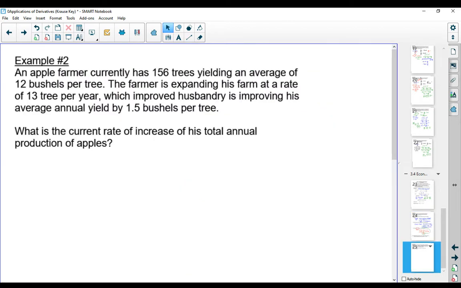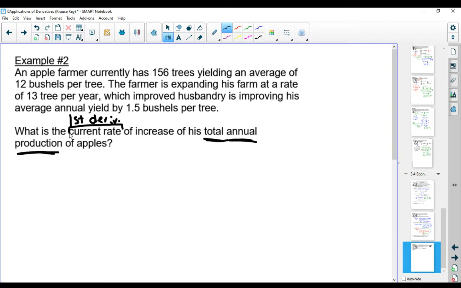An apple farmer currently has 156 trees yielding an average of 12 bushels per tree. The farmer is expanding his farm at a rate of 13 trees per year, and with improved husbandry, he's improving that average annual yield by 1.5 bushels per tree. The question is, what is the current rate of increase? Current rate means, again, we're looking at instantaneous, so we're looking at that first derivative. What's the current rate of increase of his total annual production? So we need to know his total annual production.